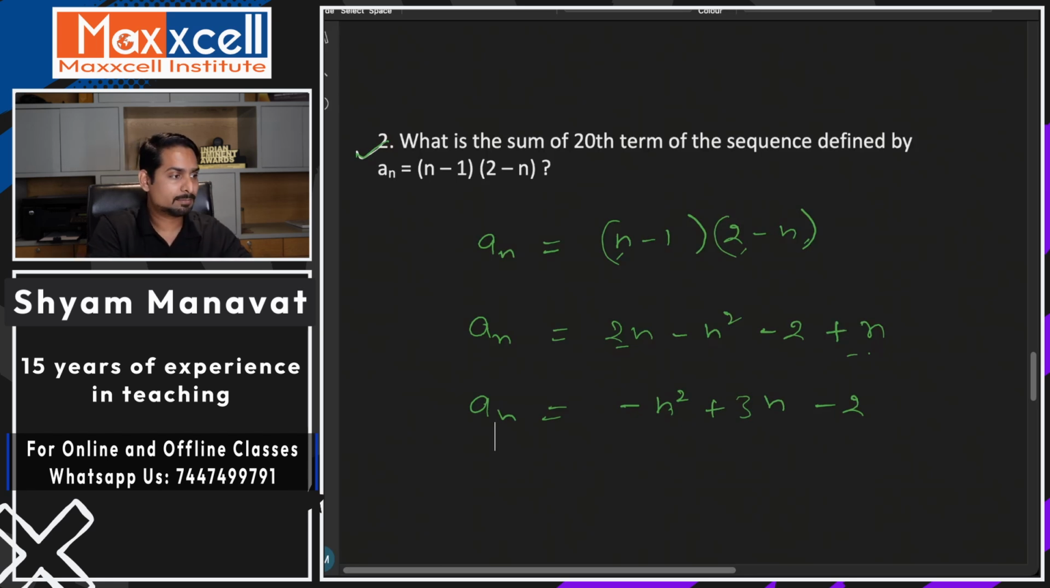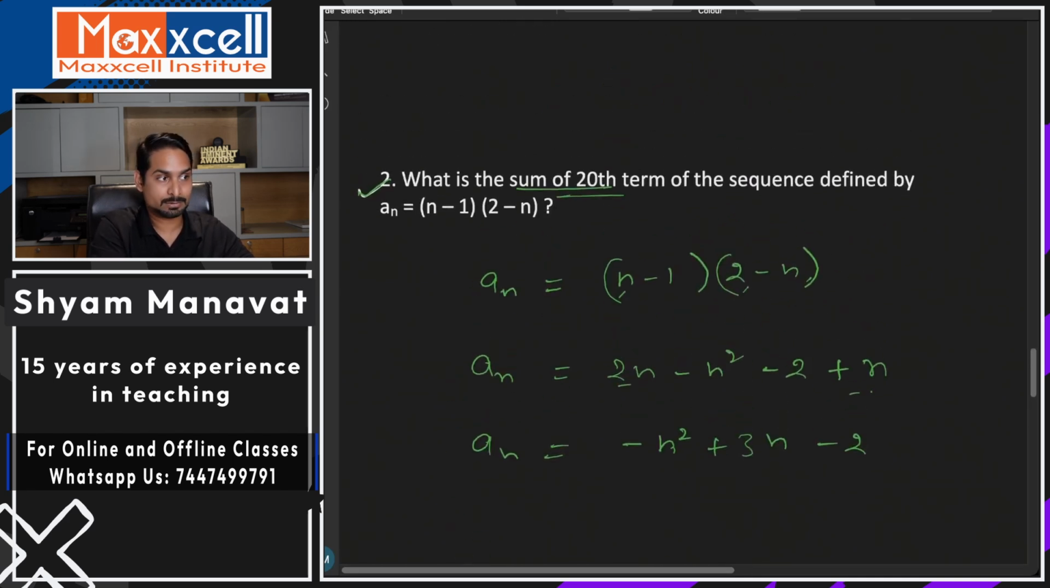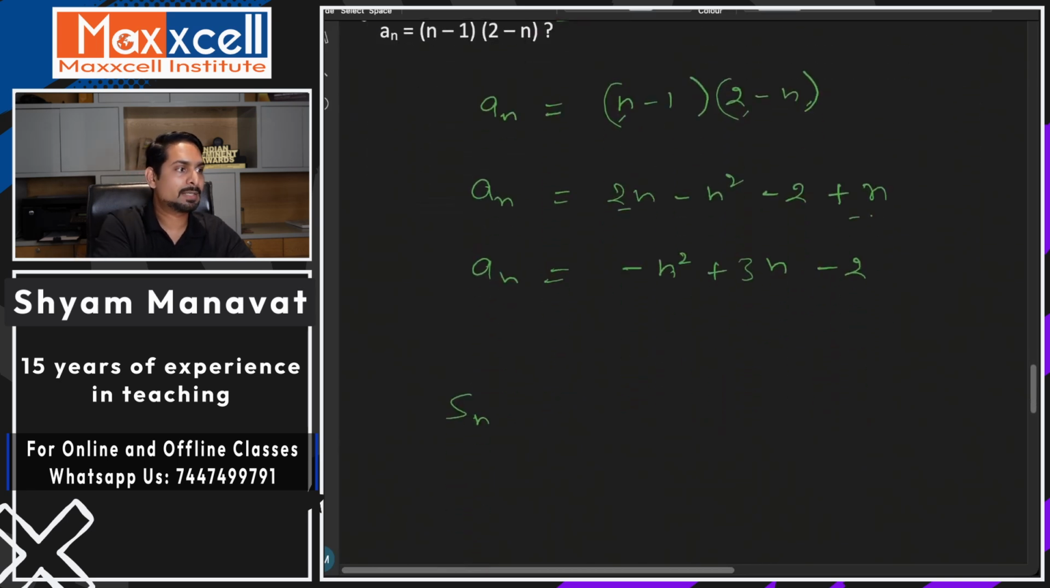Once you have the nth term, then you look at the sum of the nth term. The question said sum of 20 terms of this. Let's increase this. 20 is boring, let's make it 100 terms for the sequence. So first we need to find the sum of the nth term. The difference is we apply this summation sign: summation of a_n is equal to S_n.